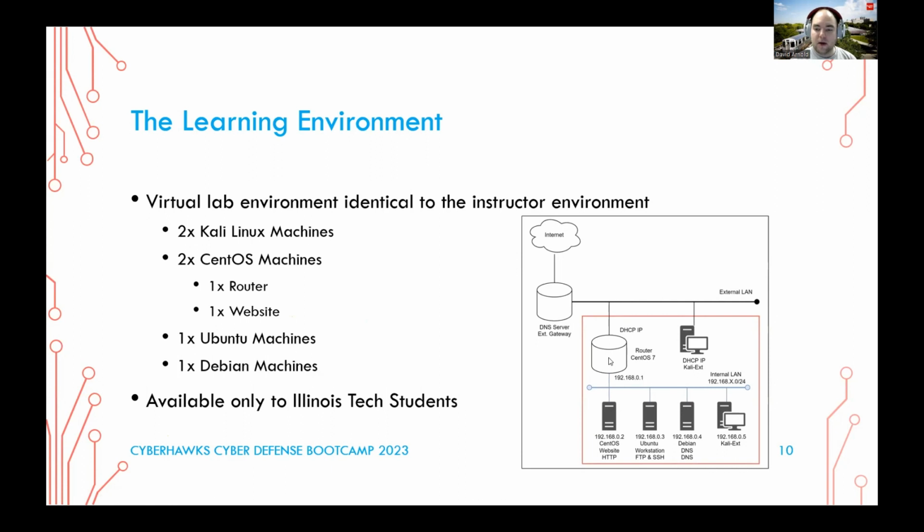We have a CentOS router machine, which will serve as a gateway for the internal machines so that they can access the rest of the internet. We have another CentOS machine, which is going to be our website. We're going to be hosting a simple website there. We'll have a Ubuntu machine, which is going to be an FTP and SSH server. And then finally, we have a Debian machine, which is going to be a DNS server. So a fairly simple setup.